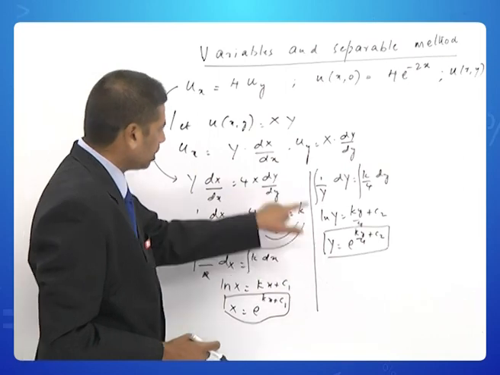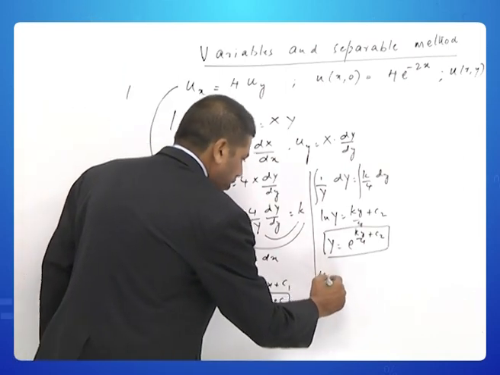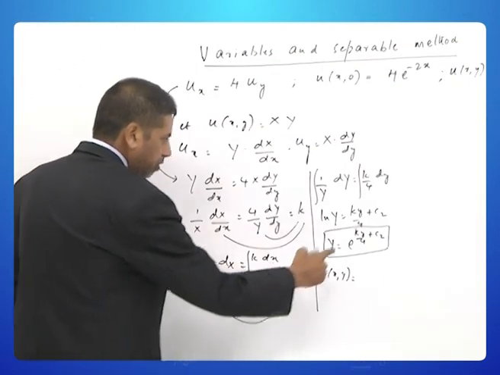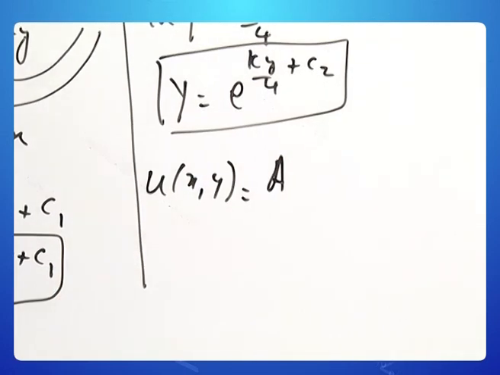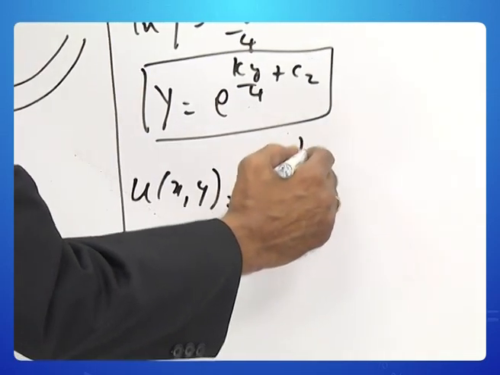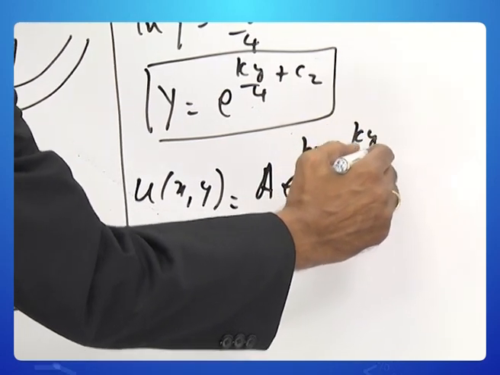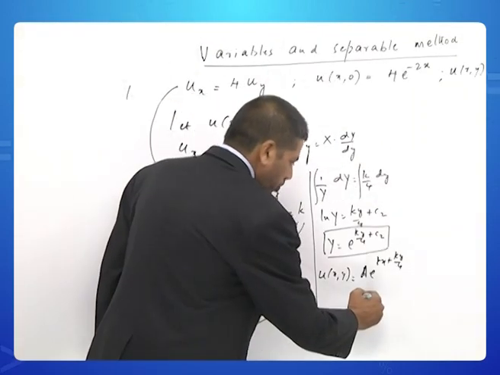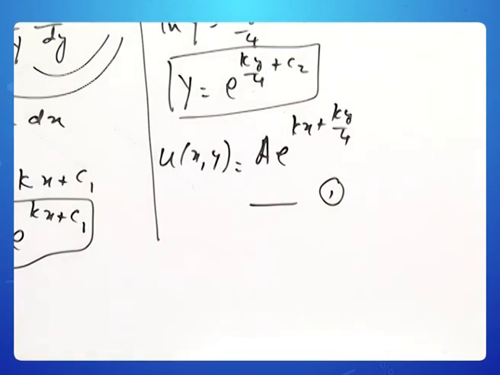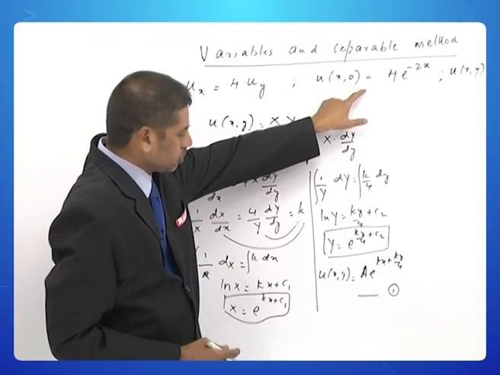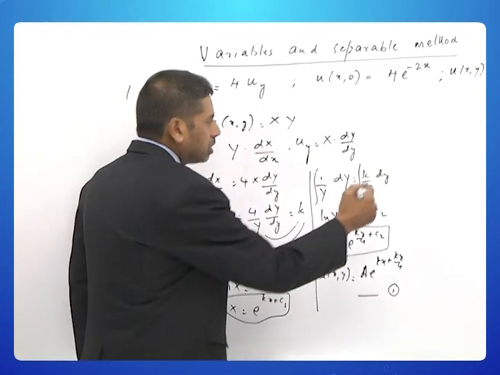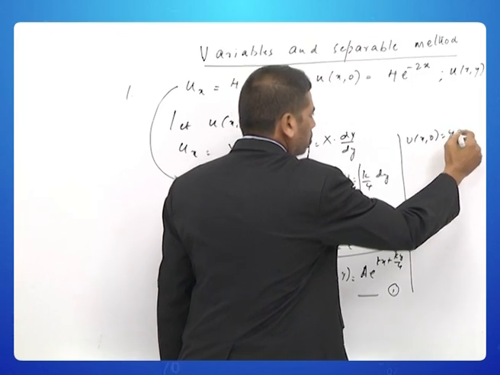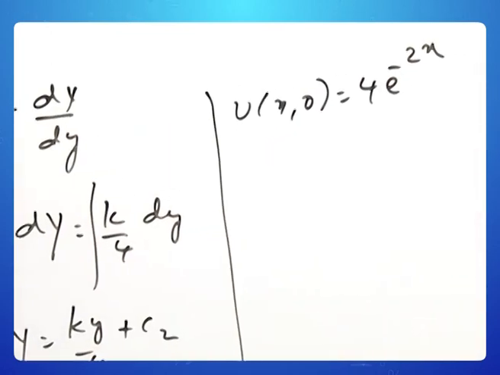Substitute the capital X capital Y in the assumed solution and you can write u(x, y) is equal to, if you multiply these two, e power c1 plus c2 can be condensed to capital A into e power kx plus ky by 4. So this can be some sort of general solution of the problem. Suppose we call this 1. We will now invoke this condition so that we can calculate A and k.